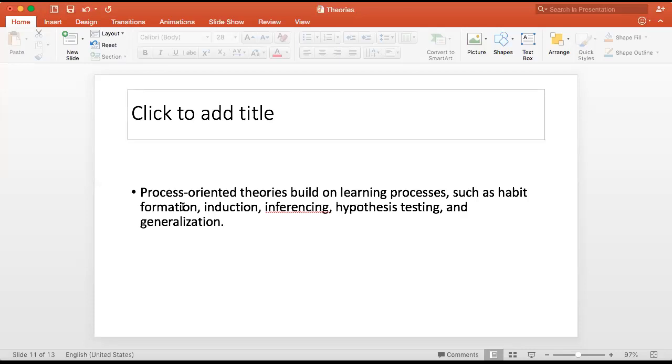Specifying is if you specify a particular area, that the girls of this particular area are better in reading than the boys. But generalization is that you apply the result to a large population. Okay, you just say that girls anywhere in the world are better readers than the boys. This is called generalization. Okay, so these are process-oriented theories, and some of the learning processes are these.